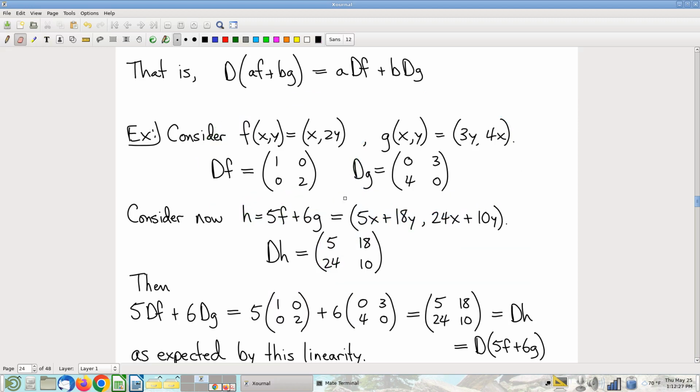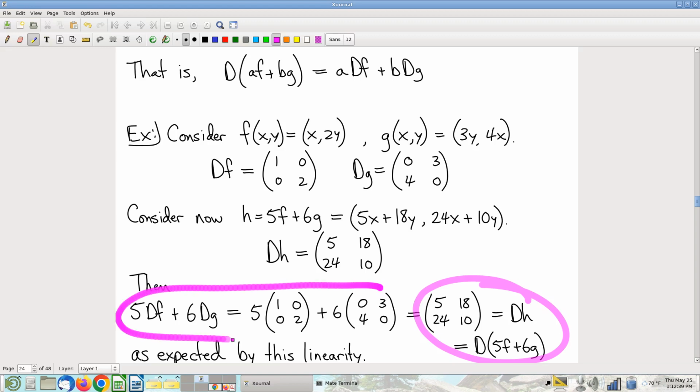So did this work linearly? And the answer is, yeah. The derivative of the linear combination was this. The linear combination of the individual derivatives is that. And it's easy arithmetic to check that, yes, indeed, those are equal as they're supposed to be.